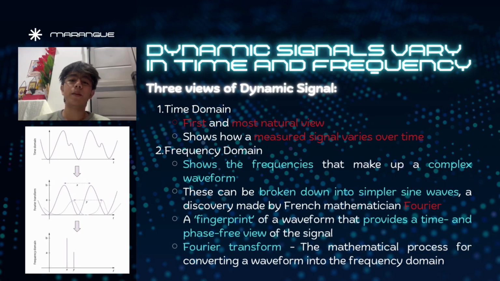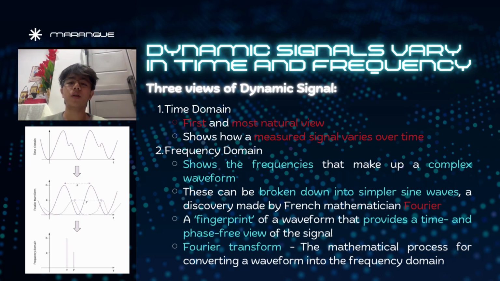To better understand dynamic signals, we use three different views, which will help give us a unique perspective on how the signal behaves. The first and most natural view is the time domain. This shows how the signal's value changes over time. So as shown in the first graph, it's like watching the signal move or fluctuate as time goes by.